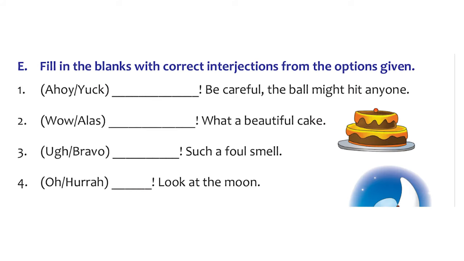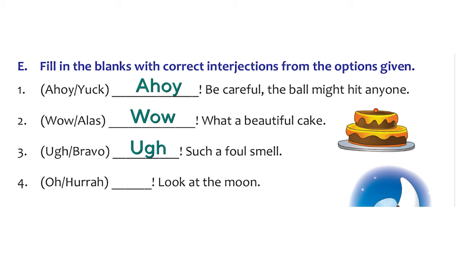Let's read them. And here in this activity, you need to fill in the blanks with the correct interjections from the options given. So the first one, dash, be careful, the ball might hit anyone. It's ahoy. And the second one, dash, what a beautiful cake. So we can use wow. It's to express an amazement, right? And the third one, ugh or bravo, such a foul smell. Ugh.